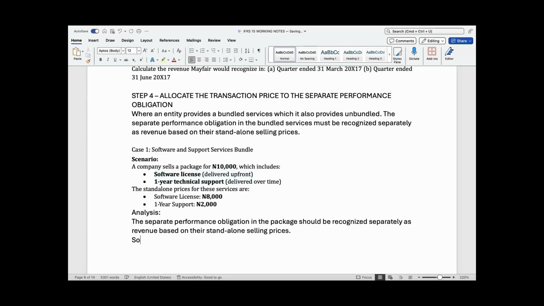You sell them separately, so you should recognize them separately as revenue. So in your notes, you have software license, you recognize revenue of 8,000 around that. You have 1 year technical support. You recognize revenue of 2,000, though this one is over 1 year because you cannot recognize the entire revenue immediately. But the principle here is this: you need to recognize revenue separately for each of the two, separately.